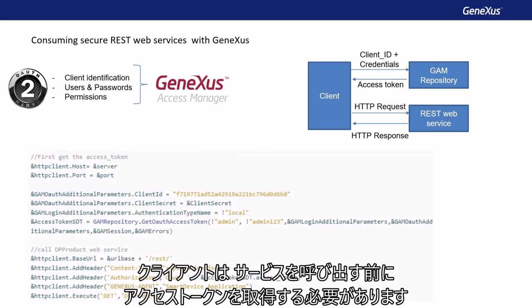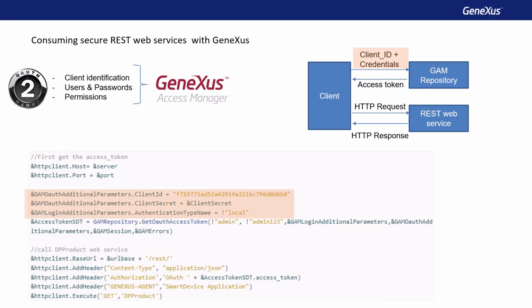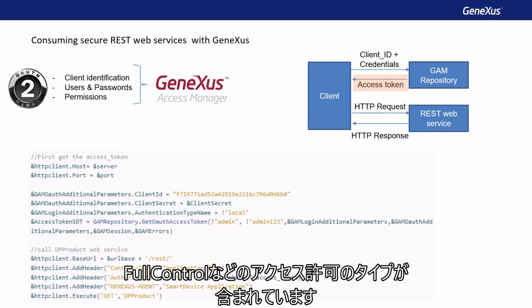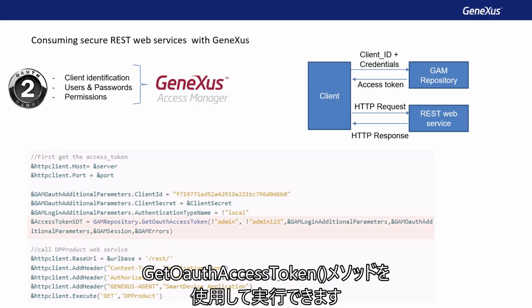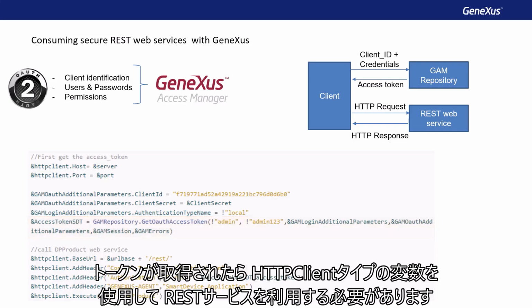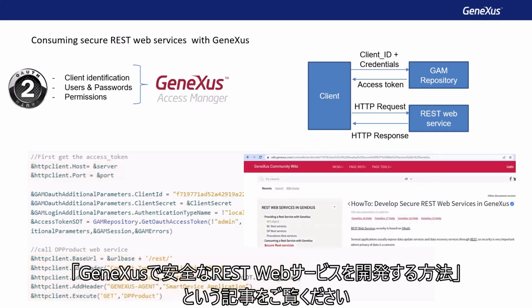Before invoking the service, the client must obtain an access token. For that, it must make a post to the GAM repository with the client ID and the access credentials provided before. The GAM response will be a JSON with the access token and type of permission, full control, and so on. This invocation to the GAM repository can be made using the getOAuth access token method of the GAM API. Once the token is obtained, a variable of HTTP client type must be used to consume the REST service. More information can be found in the wiki, in the article, How to Develop Secure REST Web Services in GeneXus.